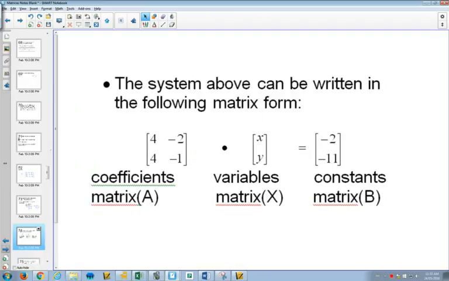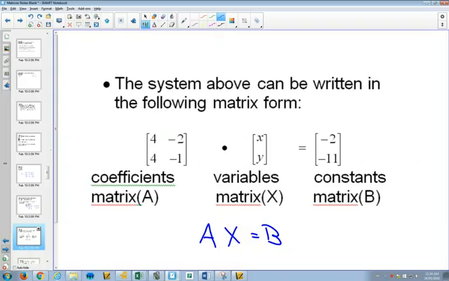So what we do is we write all the coefficients as a matrix. We write our variables as a column matrix, and we often call that column matrix just X. And then our constants as a matrix B. So this equation we write as AX equals B.